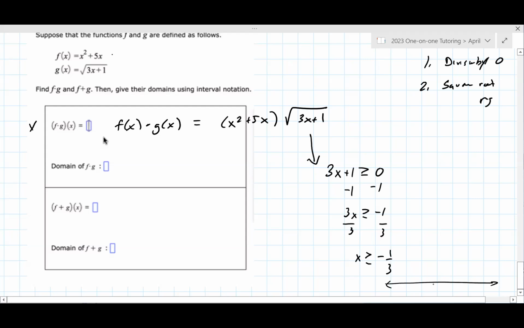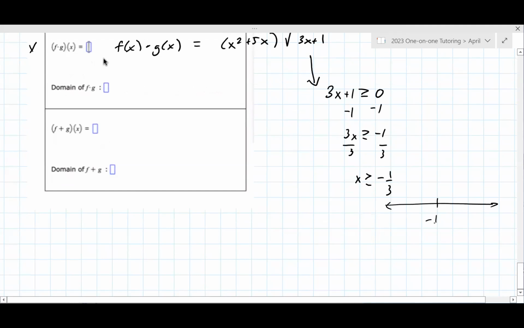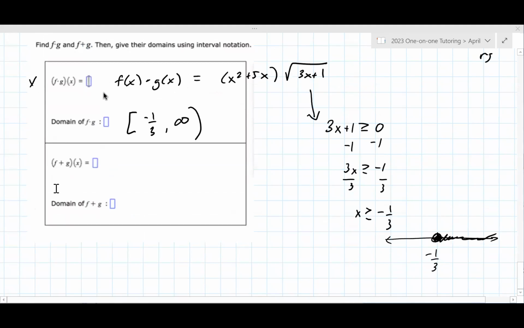If you need to, a number line might help. There's negative 1/3. It's a filled in bubble. Everything to the right of that is good. Filled in bubbles are brackets. Like this. Okay, yeah, I do remember that. That's the first part. Let me know when I can move on to the next one here.